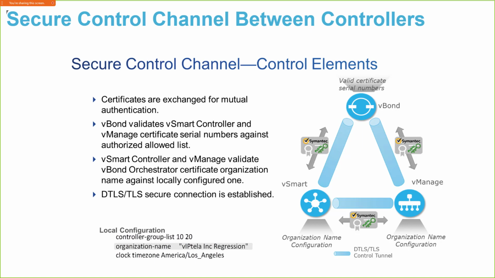All right, so it says here as a sample configuration, we have a controller group list 1020, which identifies the organization name, Viptela Inc., regression. That's just a name that you decide for the organization. It's just an example in this case, and then the time zone.